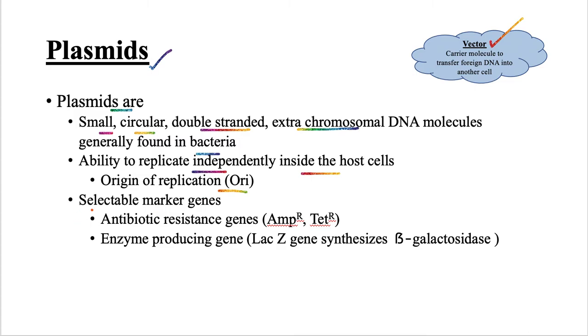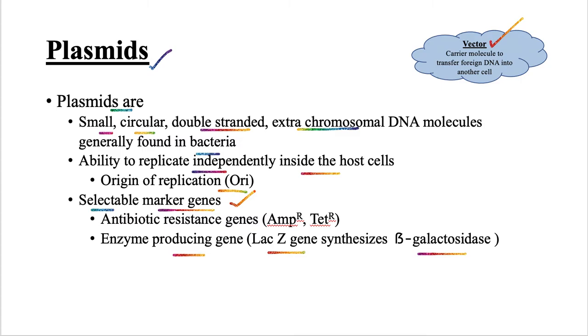Then these plasmids also have selectable marker genes, which are very important. For instance, they have antibiotic resistance genes like the ampicillin resistance gene and the tetracycline resistance gene, and then enzyme producing genes like the Z gene that synthesizes beta galactosidase. So what is the importance of these selectable marker genes? Now, we know that when we do a transformation of bacterial cells, we use a plasmid molecule to transfer our gene of interest into a bacterial cell, as I mentioned in my previous lectures.